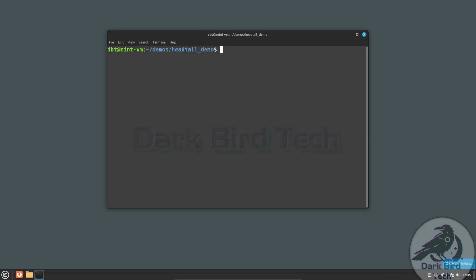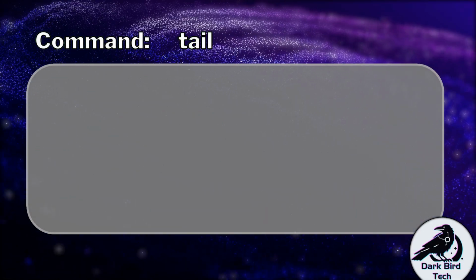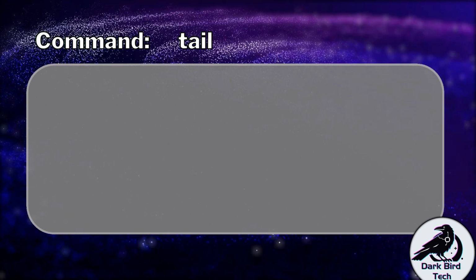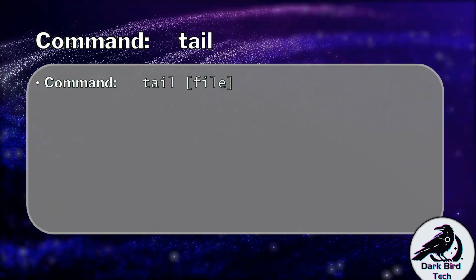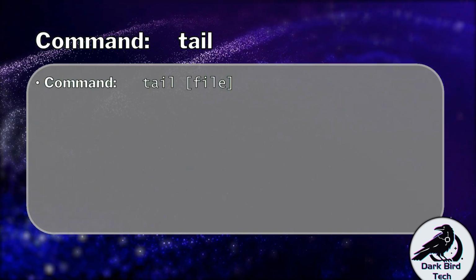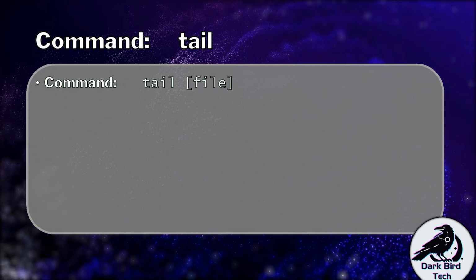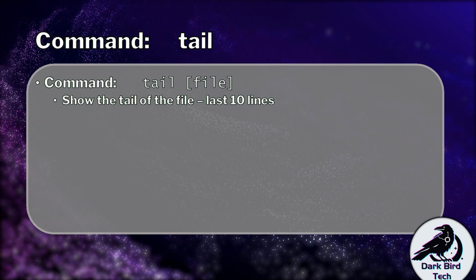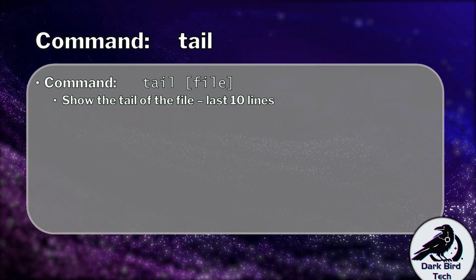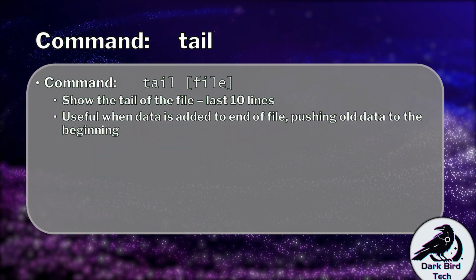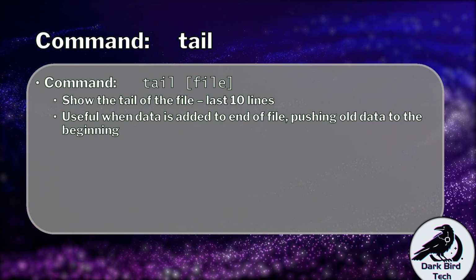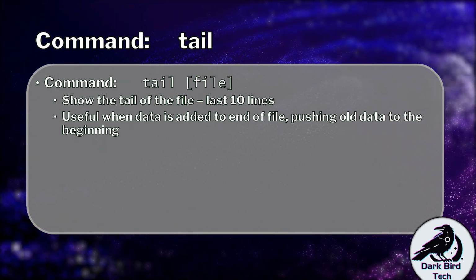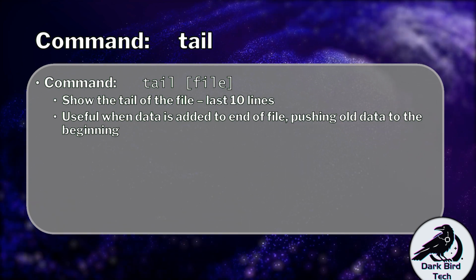Now let's go back and talk about the tail command. So we have the tail command as well. And again, very similar to the head command, we just type tail and the file name. You've probably made a good guess at what tail does. It's going to show you the tail end, or the last few lines of the file, usually the last 10 by default. This is useful if the file you're looking at has data added to the end of it, making older data appear at the beginning.